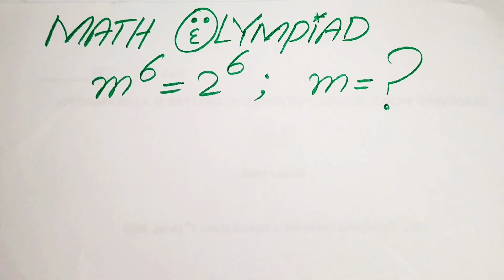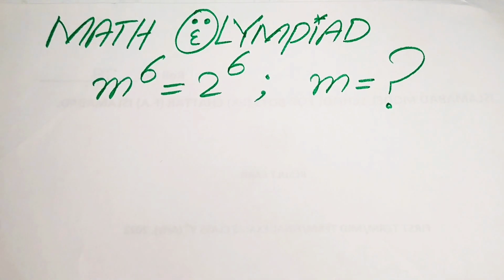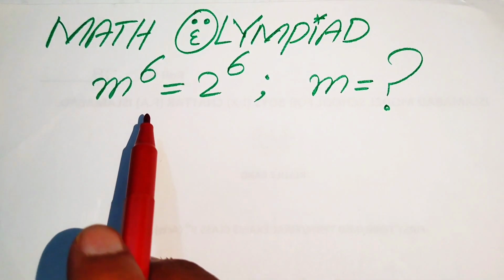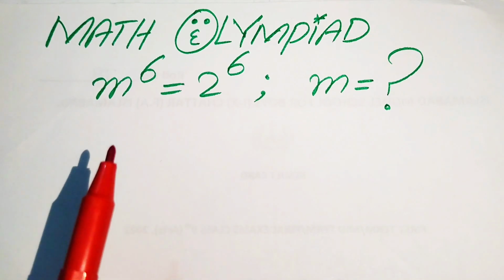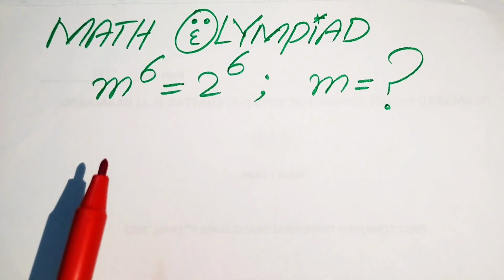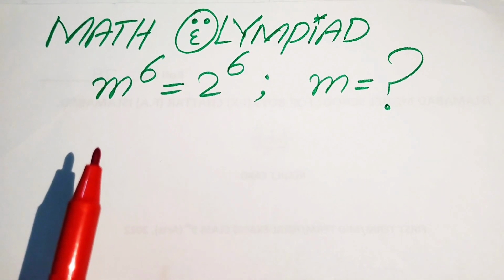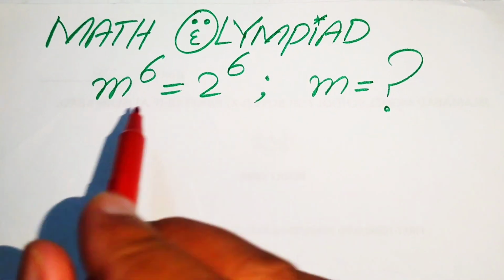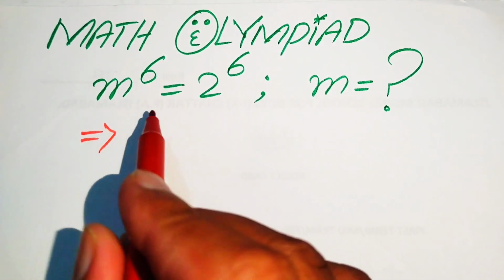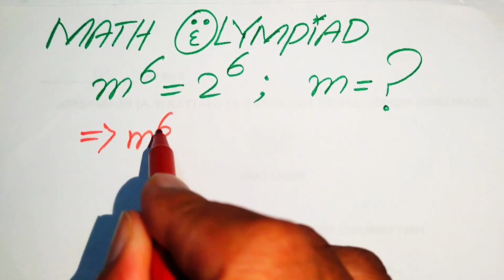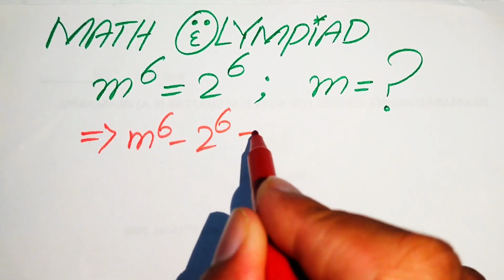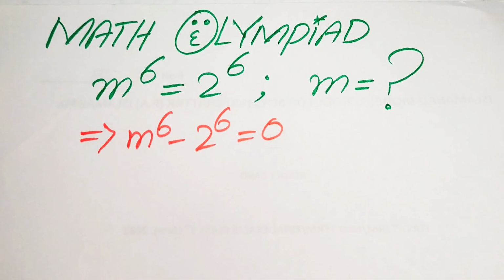Hello everyone, welcome to solve this math Olympiad algebra problem, and here we have m to the power of 6 equals 2 to the power of 6, and we solve this problem for the values of m. So here we move this 2 to the power of 6 to the left hand side, and it is written as m to the power of 6 minus 2 to the power of 6 equals 0.